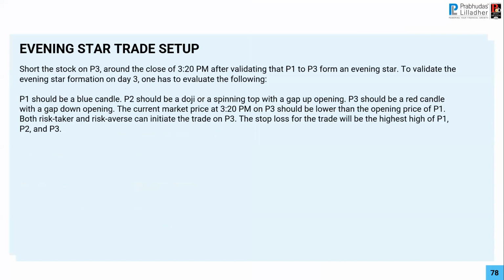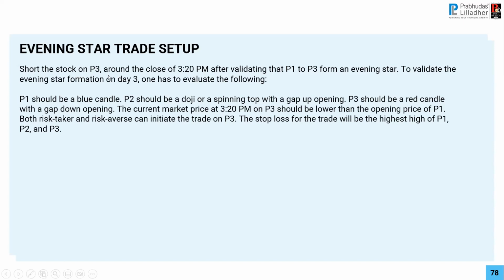So short the stock on P3 around the close at 3:20 after validating that P1 to P3 form an evening star. To validate the evening star formation on day 3, one has to evaluate the following. P1 should be a blue candle, which in the prior case we had studied that P1 should be a red candle. P2 should be the doji or the spinning top with a gap up opening, same way what we studied with the gap down opening in the morning star. P3 should be a red candle with the gap down opening; in morning star, P3 should be a green candle with a gap up opening. So the logic, the rules are the same, but in the reversal pattern.